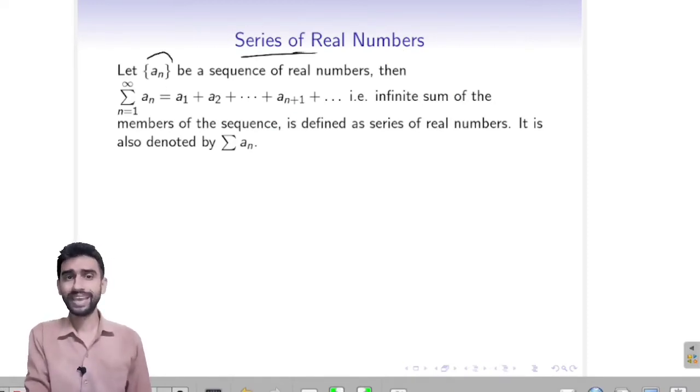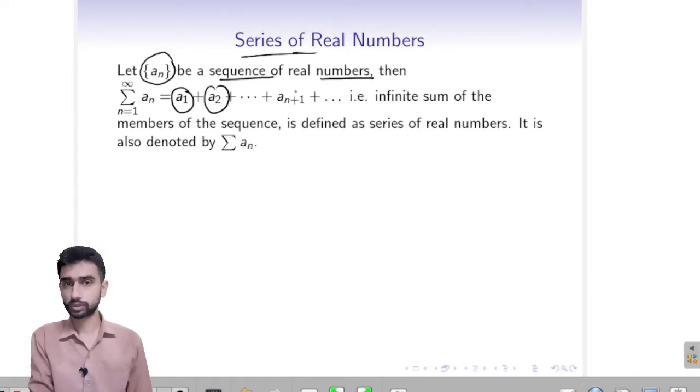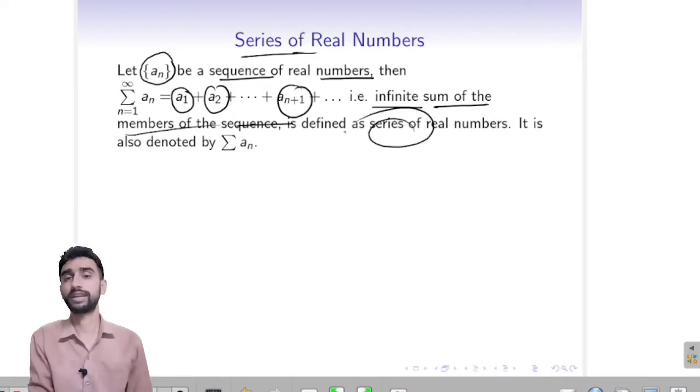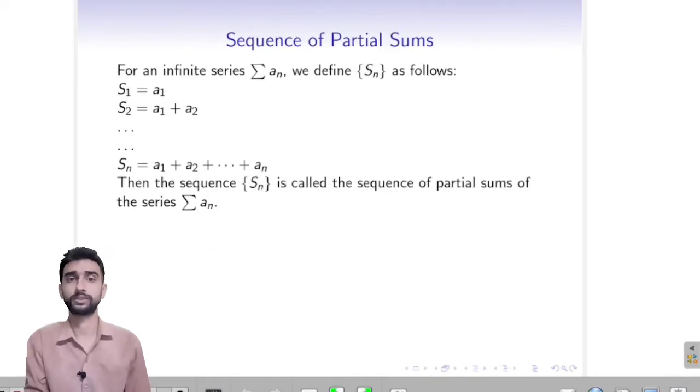If a_n in curly brackets is representing the sequence of real numbers, then if you add all the members of the sequence, how many members? Infinite sum of the members of the sequence is defined as the series, and it is represented like this, where n represents the term. And what is the value of n? The value of n starts from 1 and goes till infinity, meaning the infinite sum of the values of any sequence. It gives us a series of real numbers.